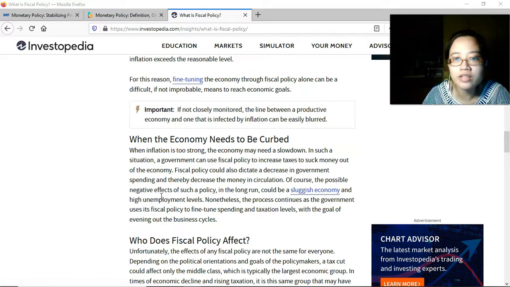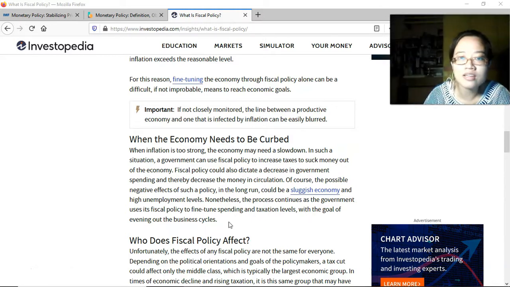Of course, the possible negative effects of such a policy in the long run could be a sluggish or slowdown economy and high unemployment levels. Nonetheless, the process continues as the government uses its fiscal policy to fine-tune spending and taxation levels with the goal of evening out the business cycle.